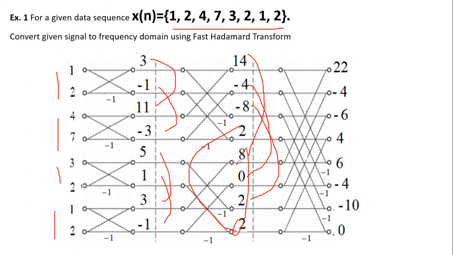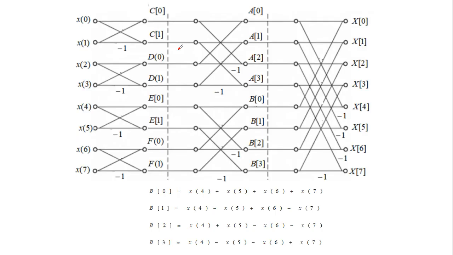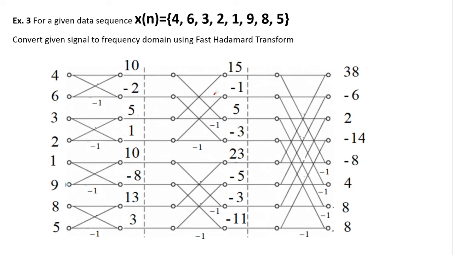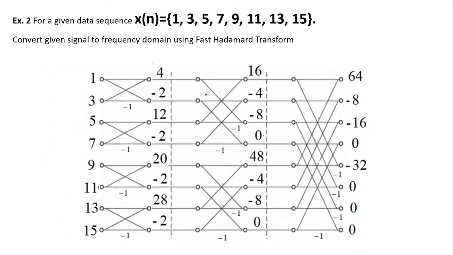So 14 plus 8 is 22, minus 4 plus 0 is minus 4, minus 8 plus 2 is minus 6, and 2 plus 2 is 4. And in the next half we are taking the subtraction. So in this way it is very easy to solve using the Hadamard transform, and when the question comes as the Hadamard transform, there is no need to write down the derivation in detail. The only important thing is to draw the butterfly diagram and show the answers at every stage.